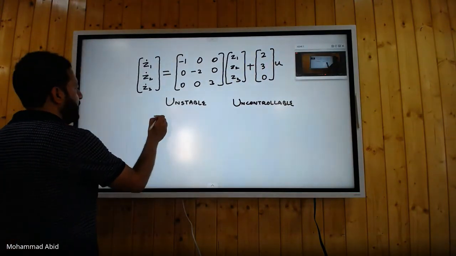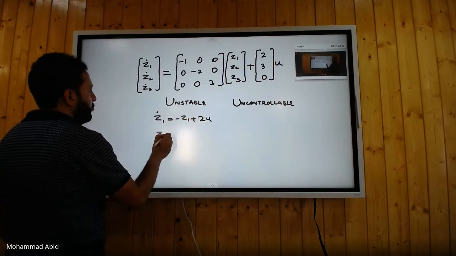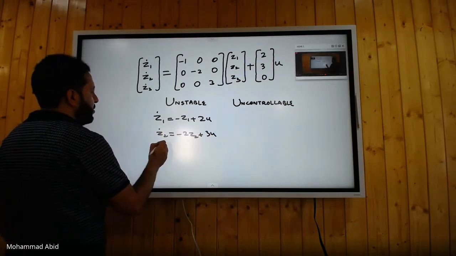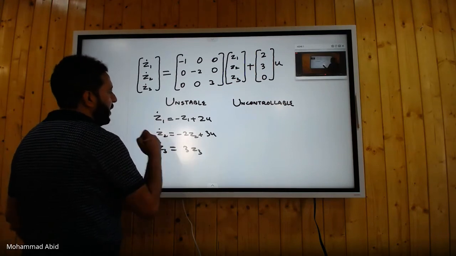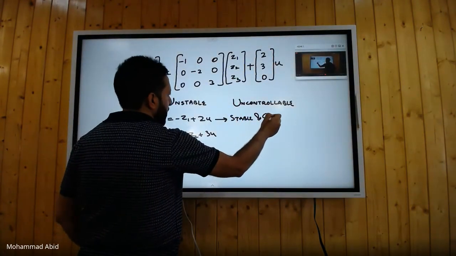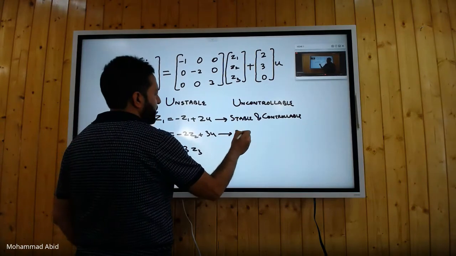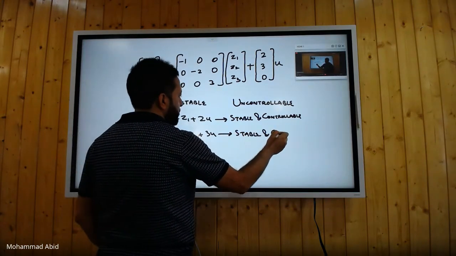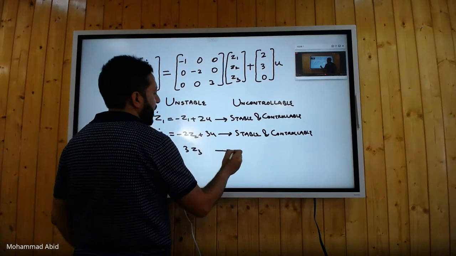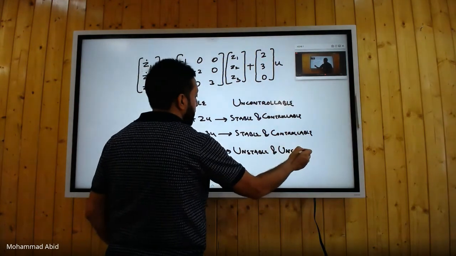इसमें जो तीन equations बनेंगी, that is Z1 dot equal to minus Z1 plus 2U, Z2 dot equal to minus 2Z2 plus 3U, and Z3 dot is equal to 3Z3. इसमें U वाली term नहीं है. This is stable and controllable, isn't it? This is stable and controllable. And this one is unstable and uncontrollable.